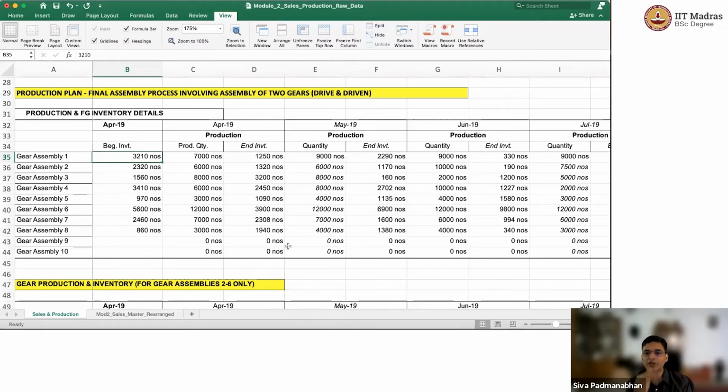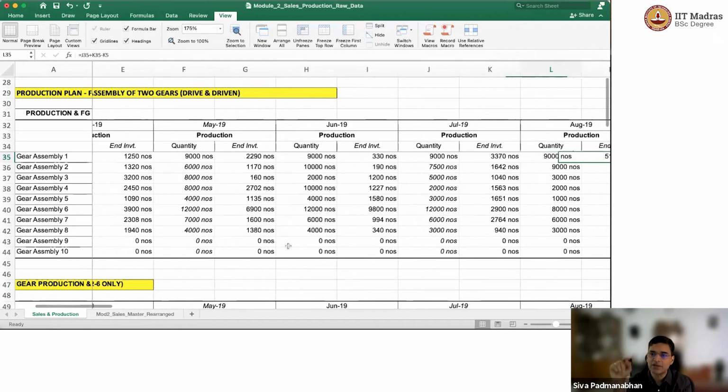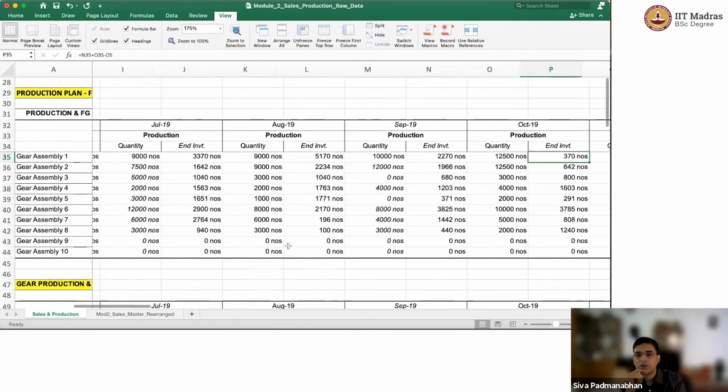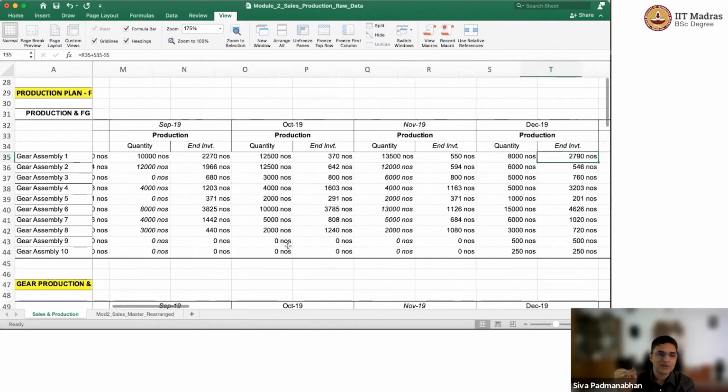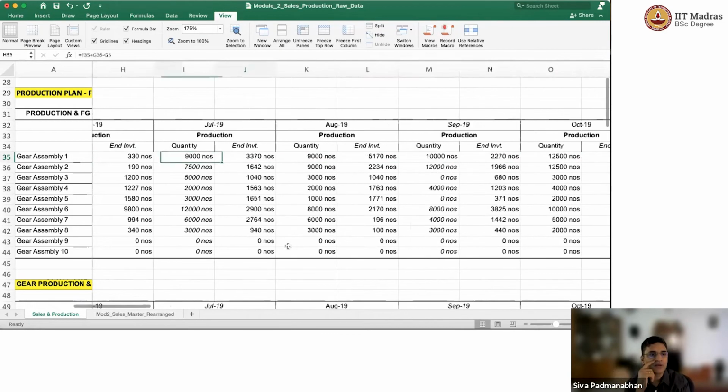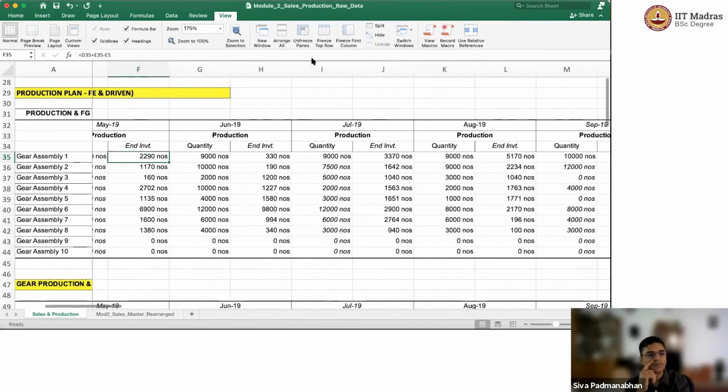One thing you'll see is that production does vary. If you look at gear assembly 1, we produced 7,000 in April, we increased to 9,000 in May, and then we kept 9,000 for some months, and probably then we start decreasing or increasing depending on the customer demand. So you see that it goes further to 10,000 in September and so on. So there is a pattern to this. But if you see the same gear assembly 1 in the previous table, if you see the sales, if I can go back to the first table on the top, right?